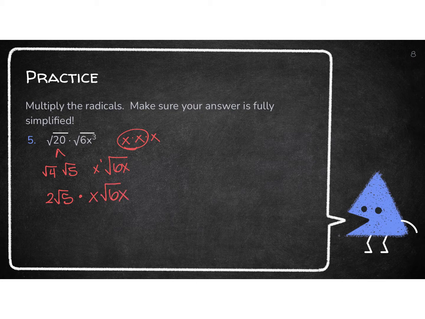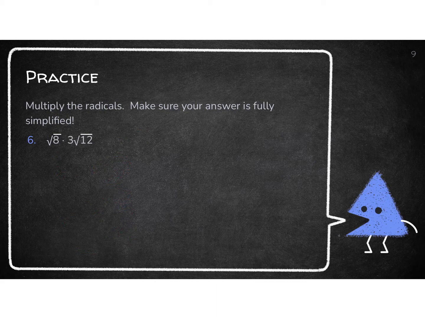Numbers out front, we're going to multiply. Numbers underneath, we're going to multiply. So 2 times x is going to give me 2x. 5 times 6 is going to give me 30x. You want to see, can you simplify that last radical? In this situation, I cannot. I'm good to go. All right, number 6, square root of 8 times 3 square root of 12.